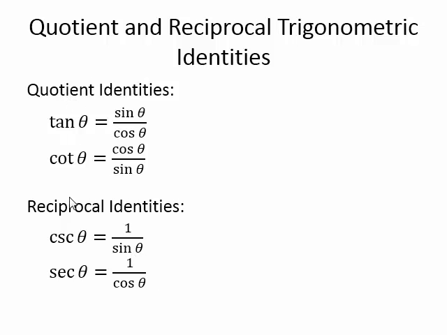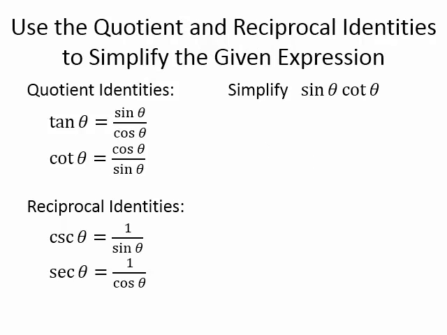Now there are more quotient and reciprocal identities that are typically given, but those can be derived in general using these identities right here. We're going to be using the identities to simplify given expressions. I've started off with a real simple one, sine of theta times the cotangent of theta. In order to simplify an expression containing trigonometric functions, it's a good idea to play around with them, try different things, and usually you'll stumble upon one that works pretty well.